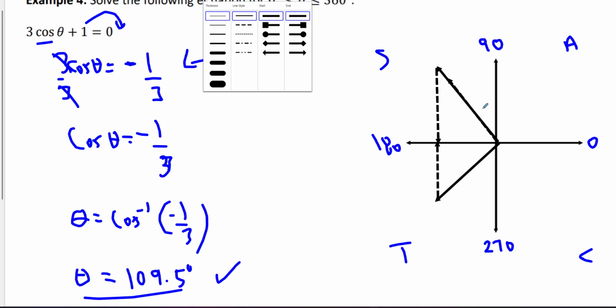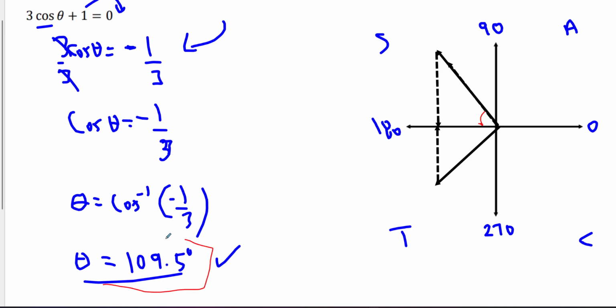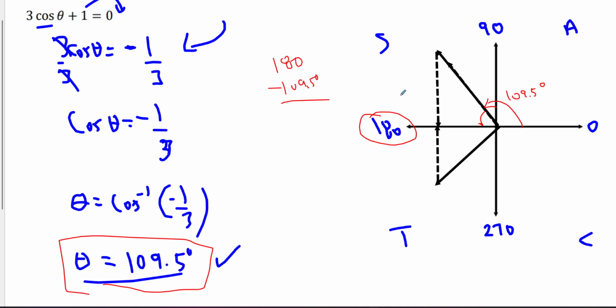Now, what's the angle inside here? Well, we know that the principal angle is 109.5 degrees. We know the angle from here to here is 109.5 degrees. So how do I find the angle on the inside? Well, remember, the key point is 180. The whole thing is 180. So if I do 180 minus 109.5 degrees, that should give me the angle inside, which is 70.5 degrees.